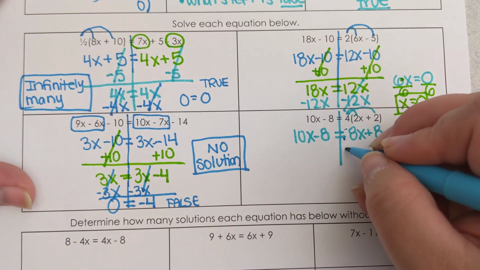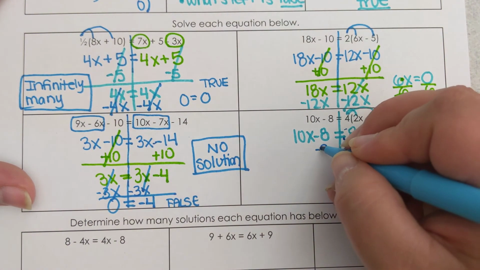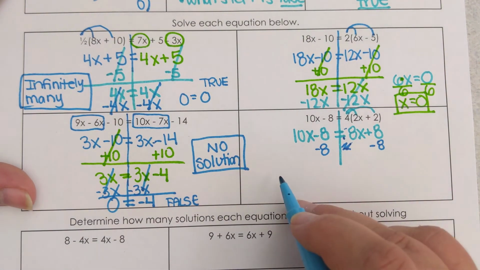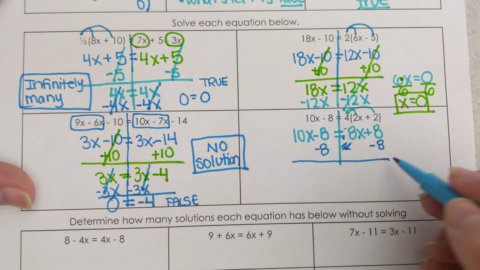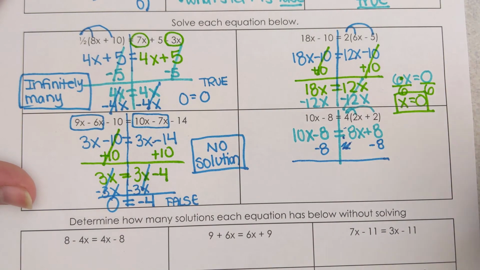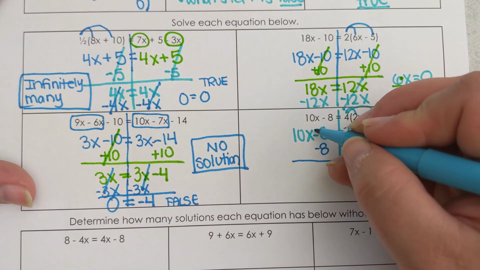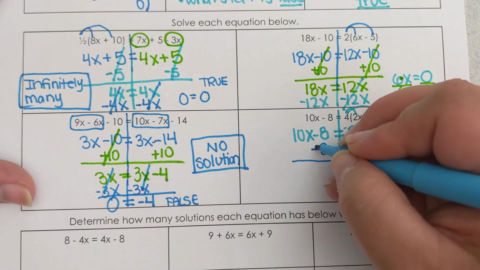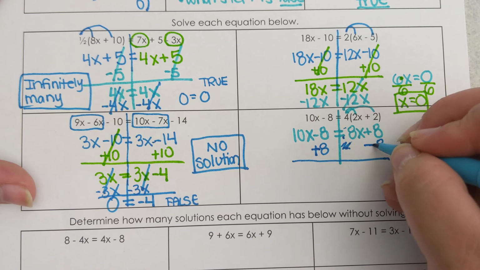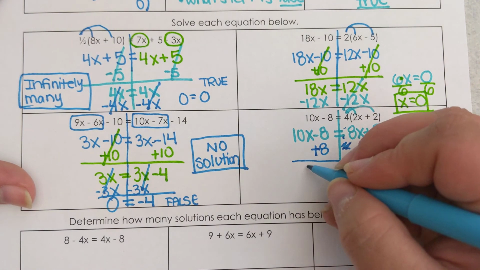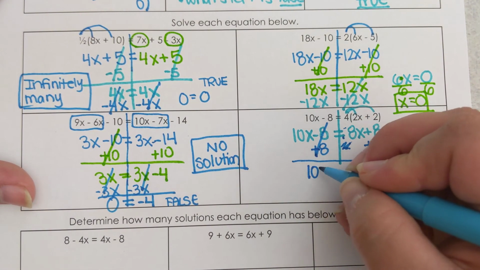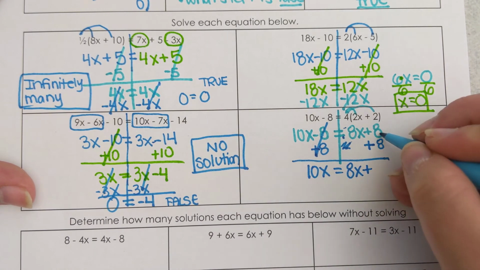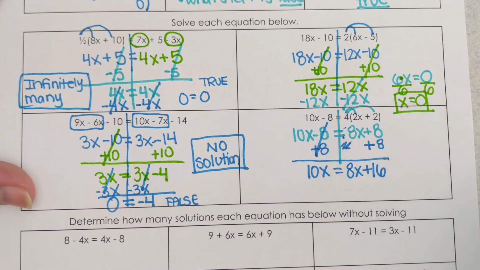Okay, I'm going to go ahead and subtract my 8. Sorry, I almost wrote the wrong thing. Ignore that. Oh, I was looking at the wrong side. If I do minus 8, is that going to cancel? No, I need to do plus. There we go. Okay, 10x equals 8x plus 8 plus 8, 16.